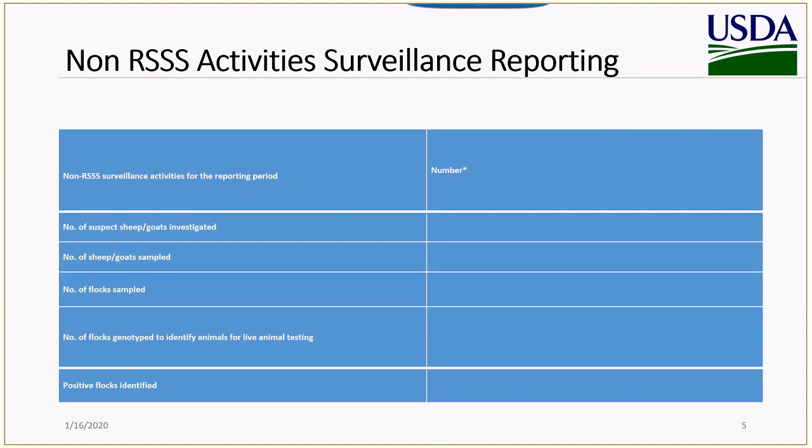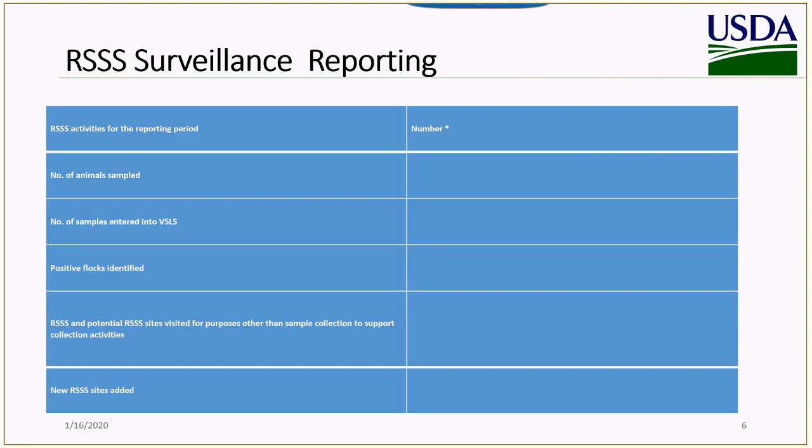So this one, next slide, is just the RSSS reporting, pretty simple. Number of animals sampled, number of samples entered into the VSLS, the online submission website, number of positive flocks identified, RSSS and potential RSSS sites visited for purposes other than sample collection, like trying to talk to them about becoming an RSS site, and the number of new RSS sites added.